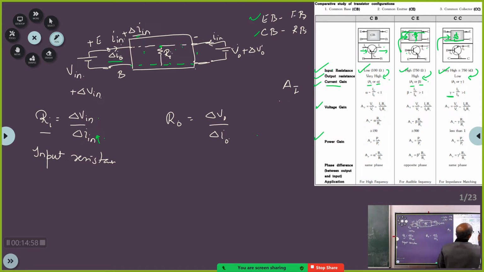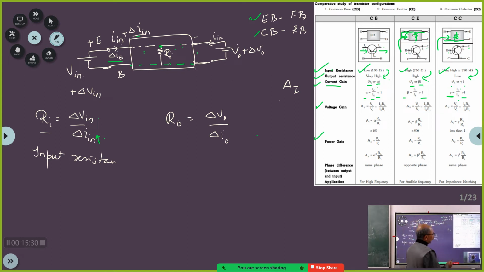And here I am introducing one more term called gamma. Gamma is what? Emitter current by base current. So emitter current by base current is gamma. Therefore AI is gamma, AI is beta, AI is alpha. Alpha is IC by IE, beta is IC by IB, gamma is IE by IB. And this is less than 1, this is greater than 1, this is greater than, obviously.